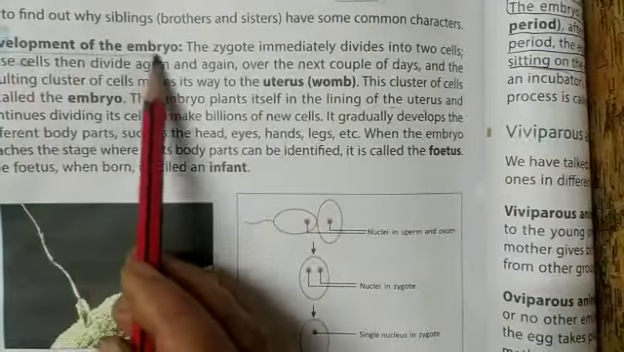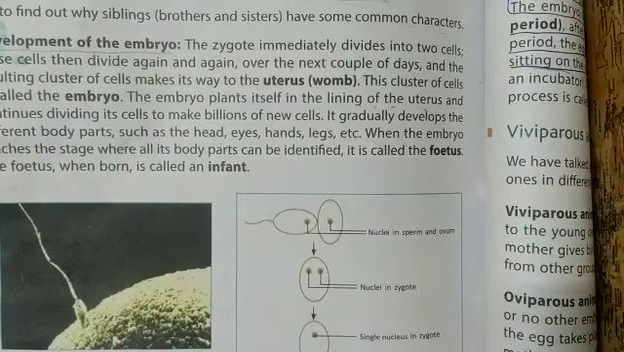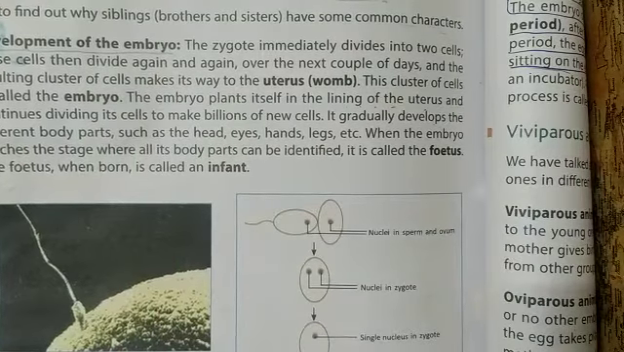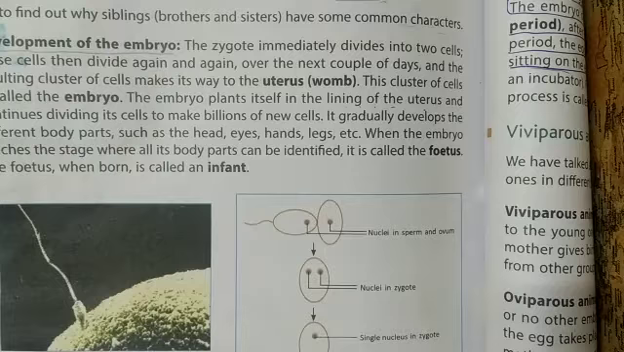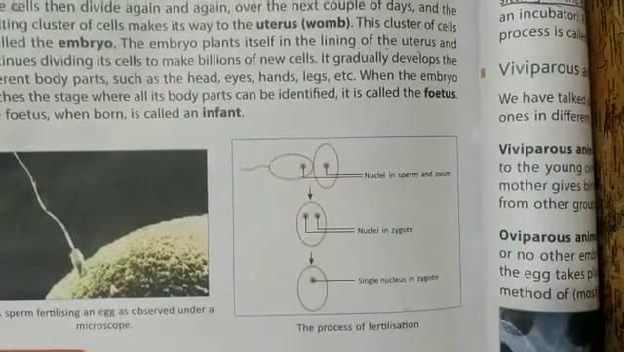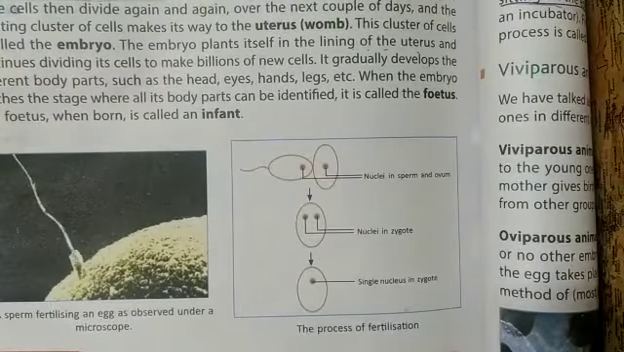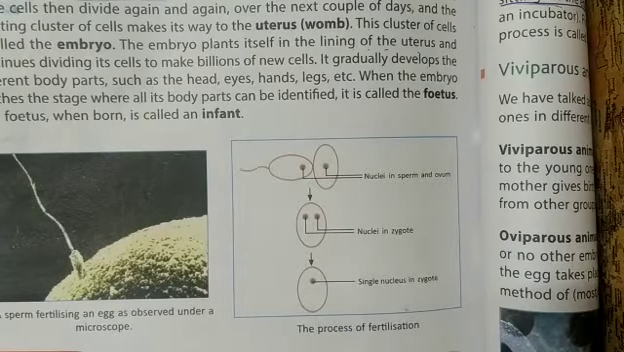Then we will read development of embryo. The zygote immediately divides into two cells. These cells then divide again and again over the next couple of days, and the resulting cluster of cells makes its way to the uterus, the womb. This cluster of cells is called embryo.